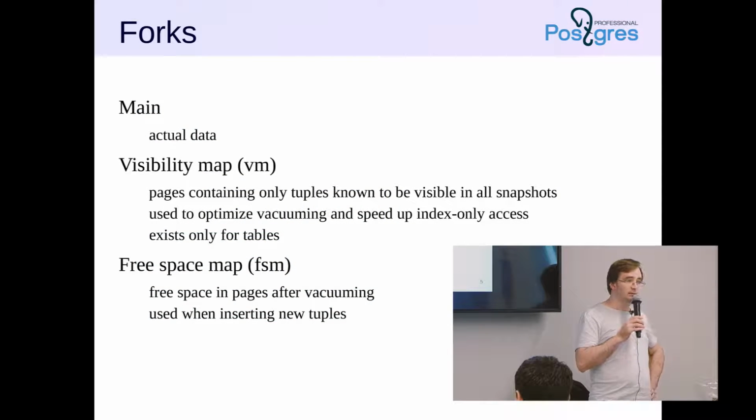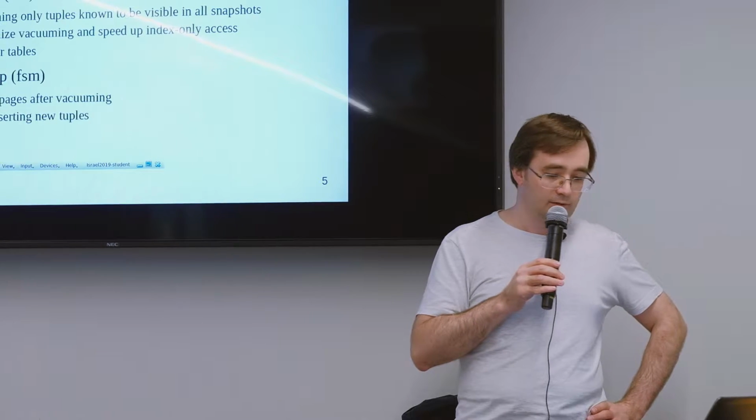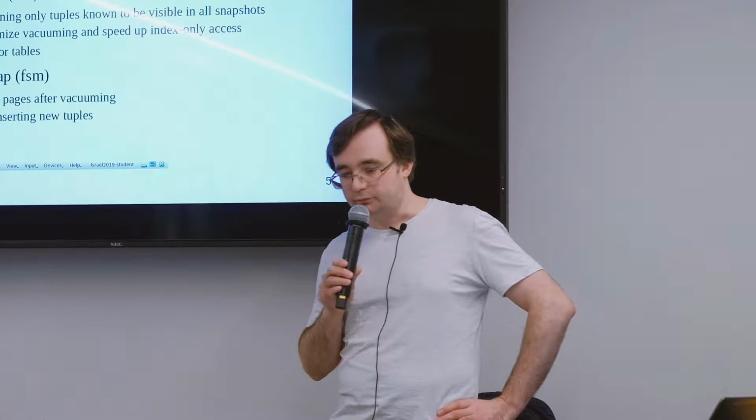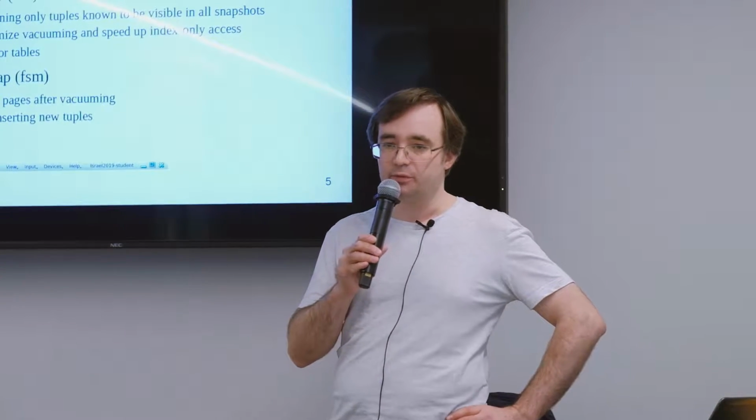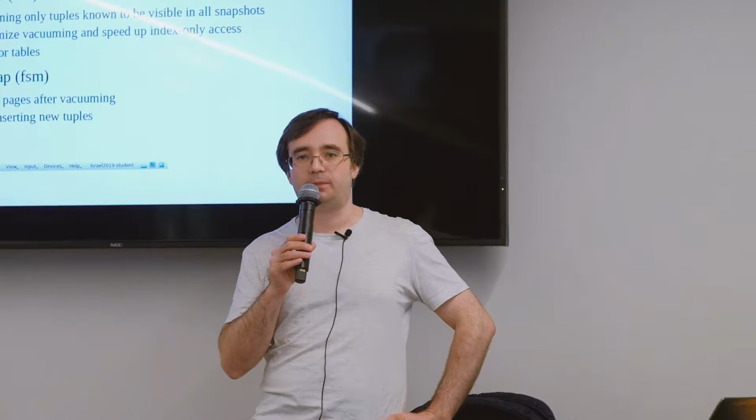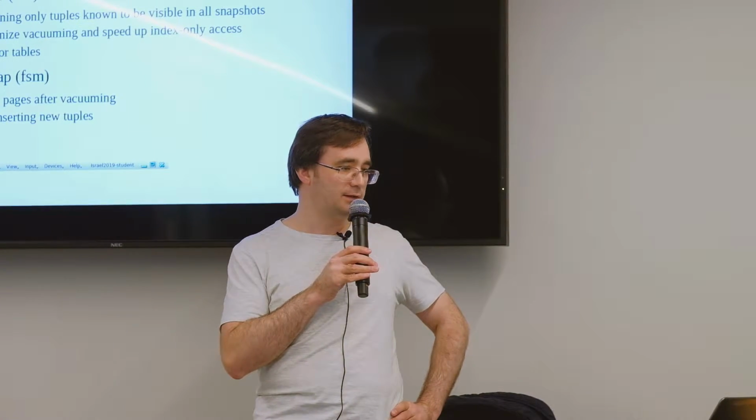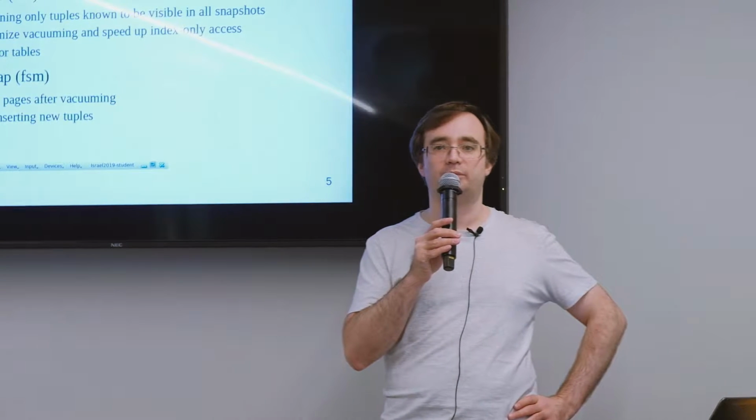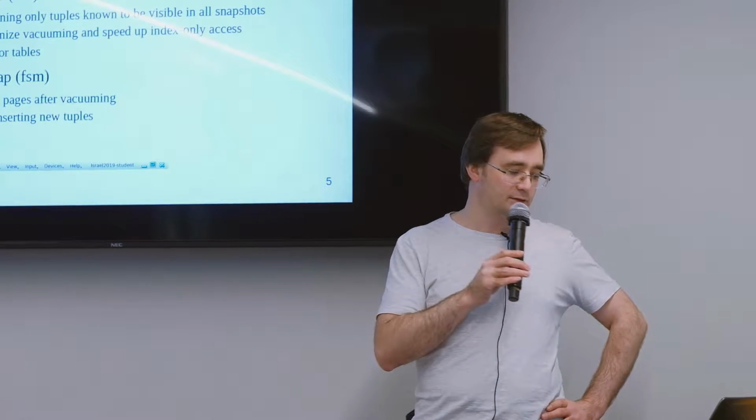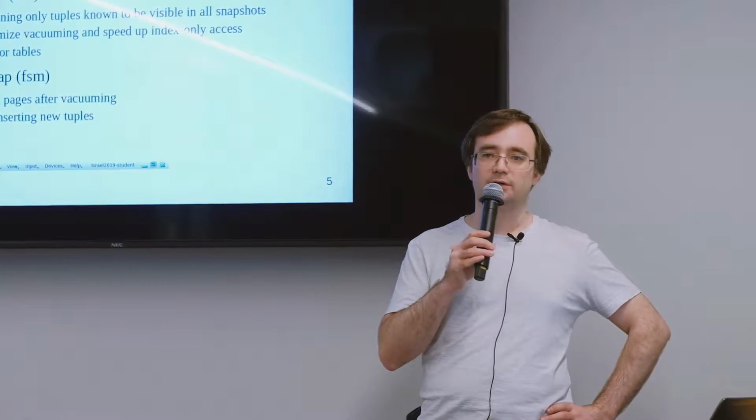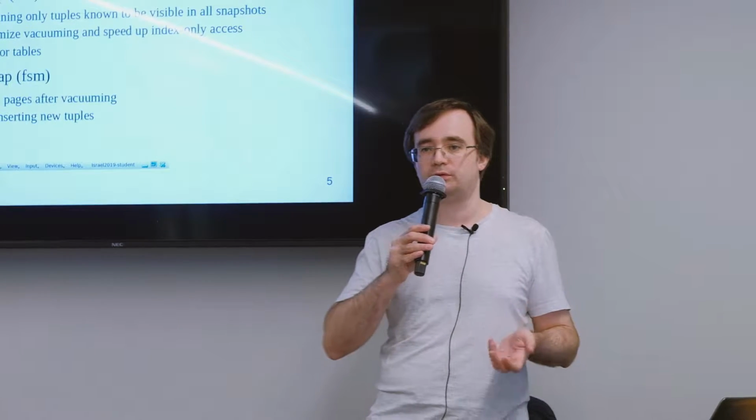Okay, why do we need 3 files for a table? Why not 1 file and so on? Each object is represented by several forks. A fork contains a different type of data. There is the main fork, which contains the actual data that you store in your table.